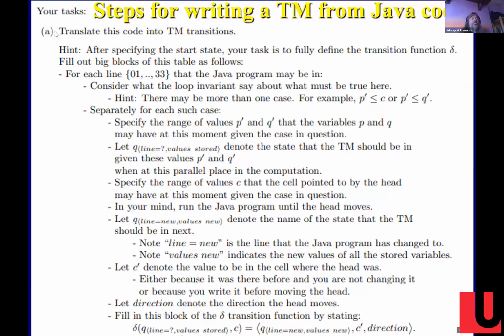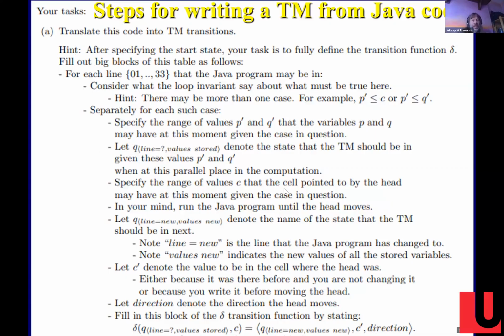Here is the question you're going to have to answer on the test. Above this is some Java code, which I'm not telling you right now. I'll tell it to you tomorrow. Above it is some Java code. And then the first question is: translate this code into Turing machine transitions.